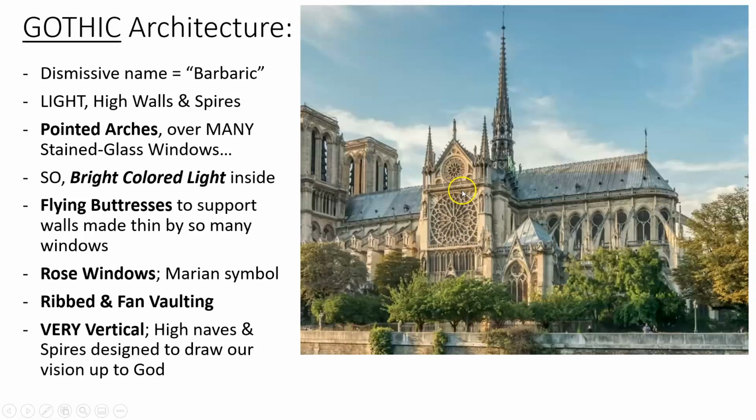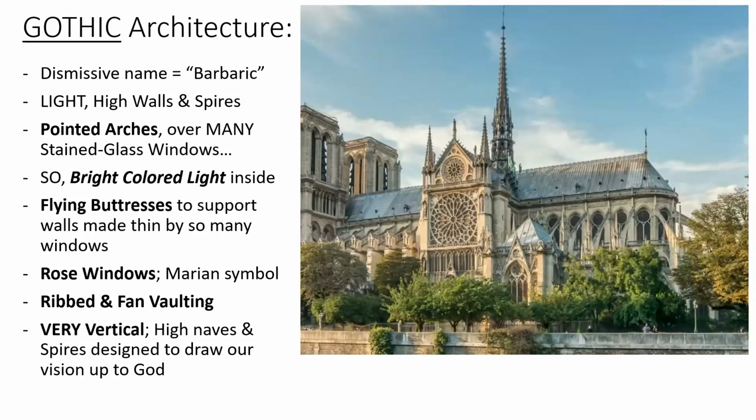And so these rose windows are very much a symbol of Mary. And remember, this is the Cathedral of Notre Dame, meaning Our Lady, right? And the rose window becomes a key whenever we could afford, in building their cathedral, to have a rose window or multiple ones, they would. And it's always a Marian devotion, right? Now, other things you see, ribbed vaulting and fan vaulting.